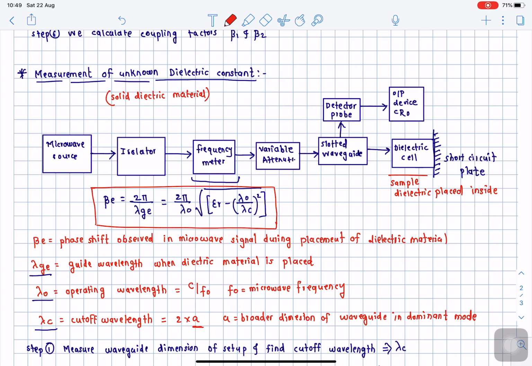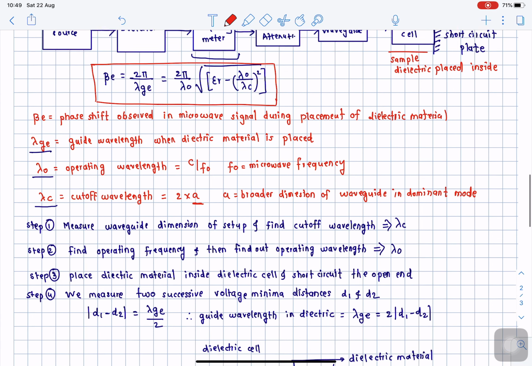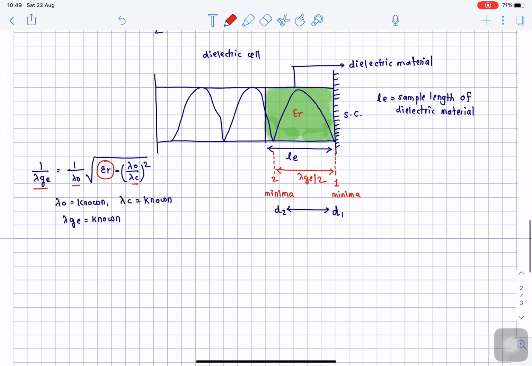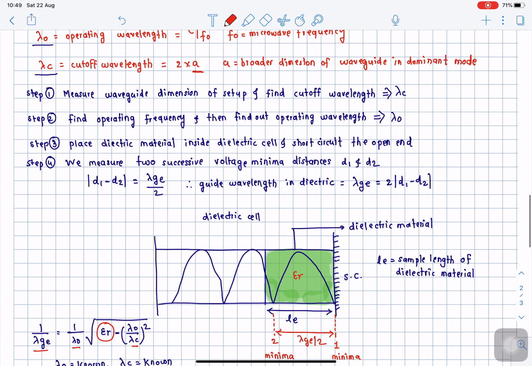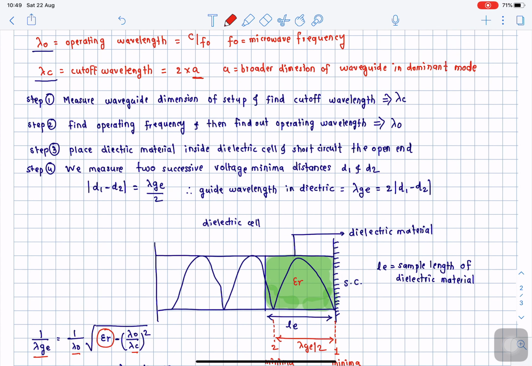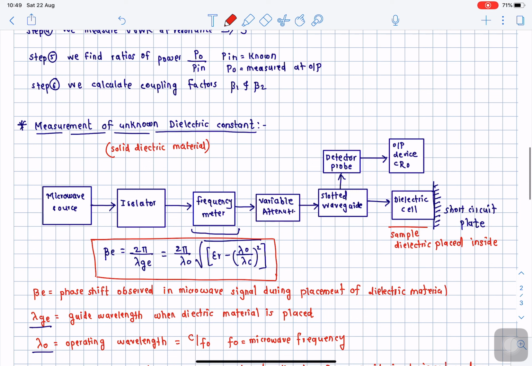In this, we need to calculate three different types of wavelength: the guide wavelength when the dielectric sample is placed, the operating wavelength, and the cutoff wavelength. Once we know all these wavelengths, we can place these values in the generalized equation of phase shift, and then we can calculate the dielectric constant of the given material, that is epsilon r. So I hope you understood how to measure the unknown dielectric constant and how to measure the unloaded quality factor of the cavity resonator circuit using more or less a similar setup of laboratory based low cost equipment.